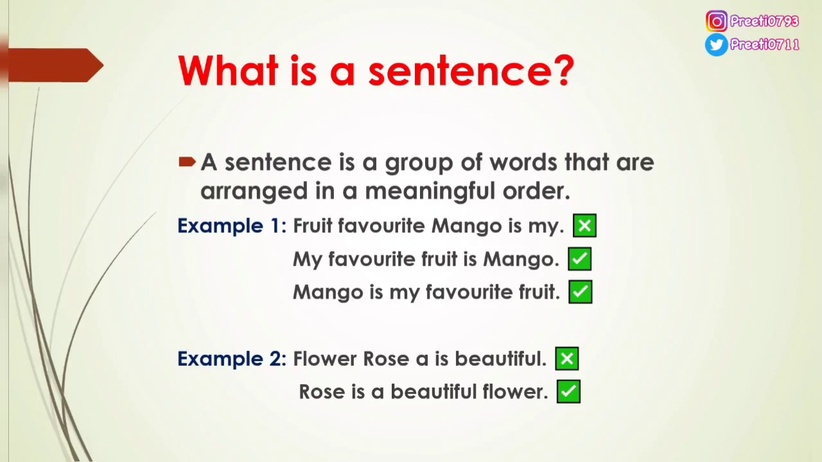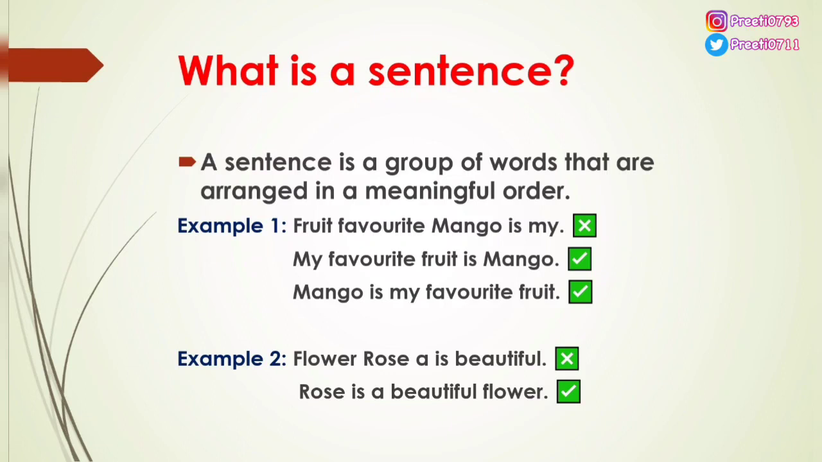Now coming to our main topic, what is a sentence? It says that a sentence is a group of words that are arranged in a meaningful order. Now look at the examples given here. The first example says fruit favorite mango is my. As you can see, there are many words and the words are arranged as well. But if I talk about the sentence, is it really giving us a meaning? Then it says no, because the words are not arranged in a meaningful order.